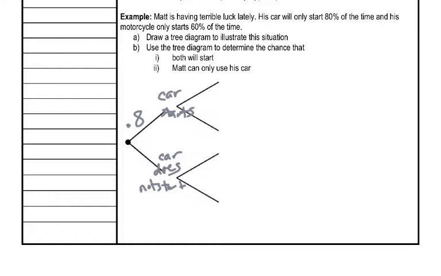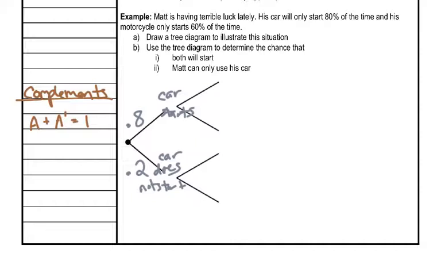So if his car starts 80% of the time, then the remaining time, the 20% left, is when it doesn't start. So remember the rule of complements says that event A happening plus event A not happening should total to 100%. It should be 1. So these branches should always add up to 1. The car starts, the car doesn't start, that total is 100%.